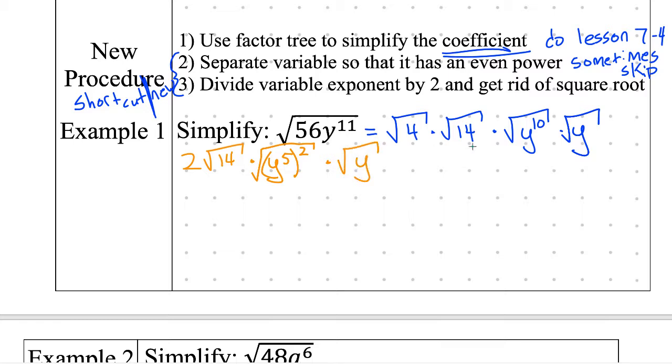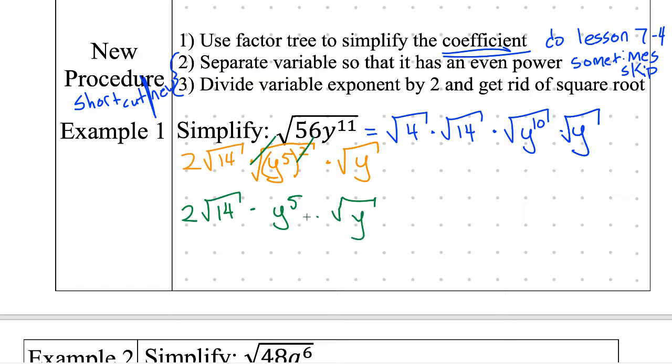And then from here, you know the next step. The square root and square cancel each other out. That was the purpose of writing that 2 in the first place. And I'll do 2 more steps. So I'll say this is 2 root 14, nothing has changed over there, times y to the power of 5, the square and square root are gone, times the square root of y.